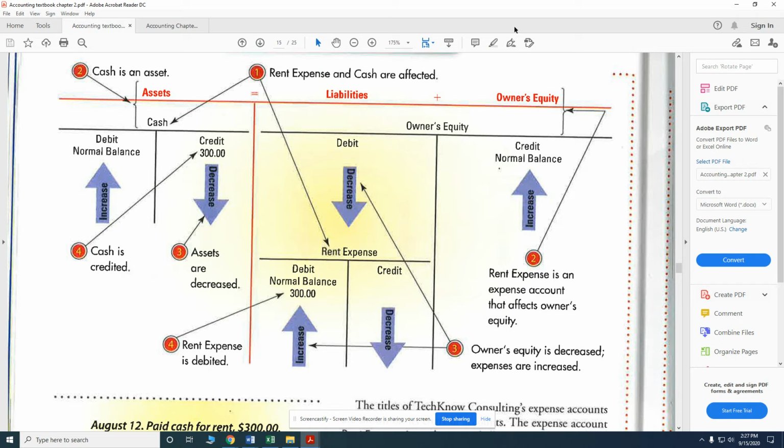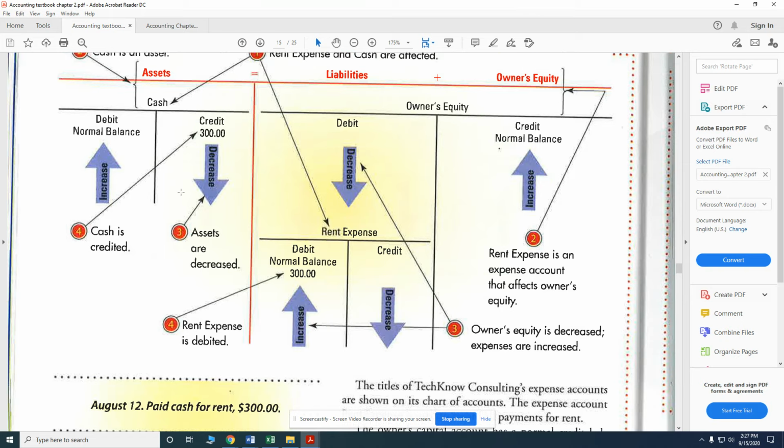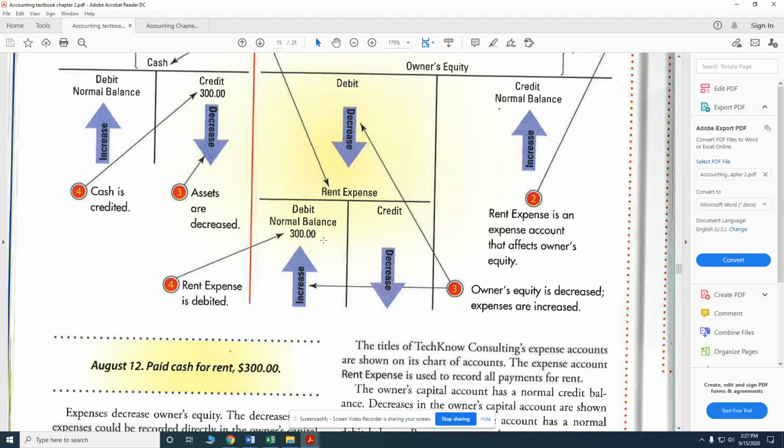Expenses. Remember, expenses cause equity to decrease, but now expenses are going to have actual account titles. Cash for rent. So you're going to credit cash minus 300, minus on the left, then minus to owner's equity. So rent expense is going to have a debit because it's a minus. Keep in mind that expenses will always have a debit balance because they always cause the equity to decrease.